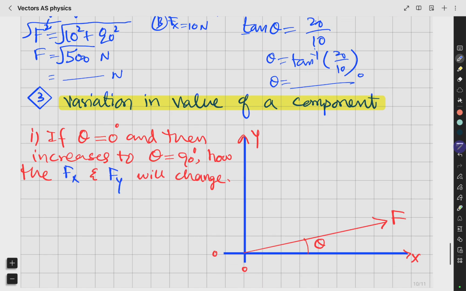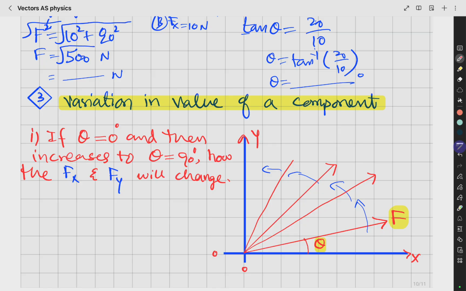Next is variation in the value of a component. Sometimes they will tell you that this is F, which is at angle theta, and gradually you're moving it upward. Let's say you're moving F like this, here, here, here, and here. So you're moving all the way from here to here. They have told us that if the angle is 0 and then increases to 90, how the values of Fx and Fy are going to change.